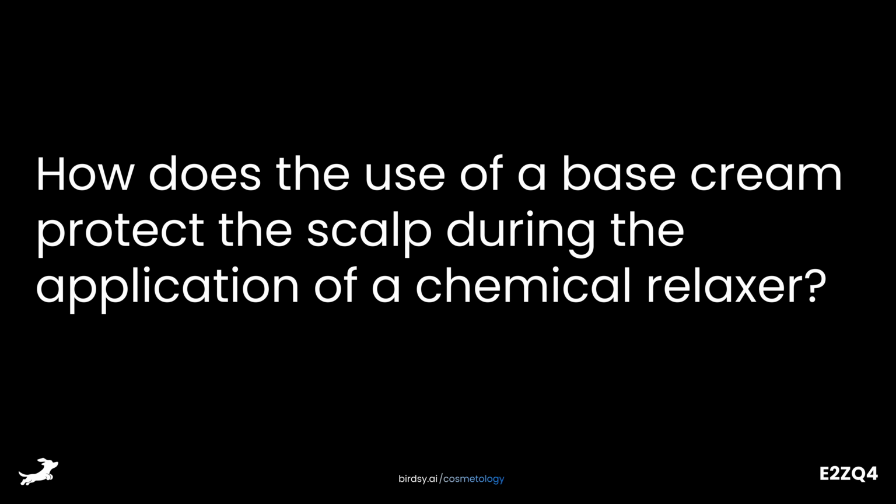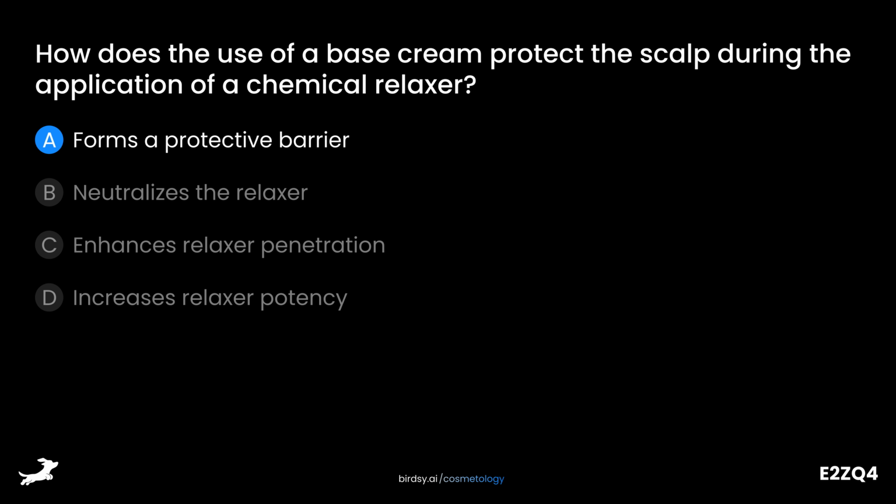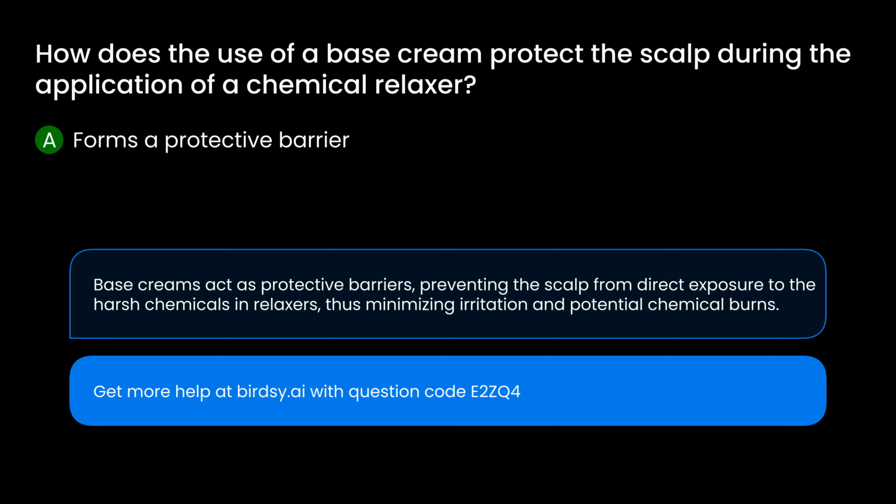How does the use of a base cream protect the scalp during the application of a chemical relaxer? Is it A, forms a protective barrier, B, neutralizes the relaxer, C, enhances relaxer penetration, or D, increases relaxer potency? The answer is A, forms a protective barrier. Base creams act as protective barriers, preventing the scalp from direct exposure to the harsh chemicals in relaxers, thus minimizing irritation and potential chemical burns.